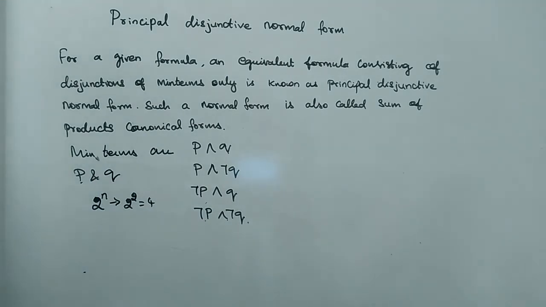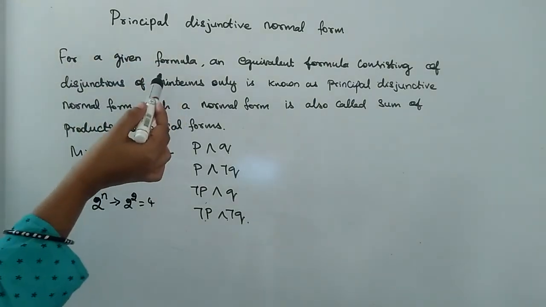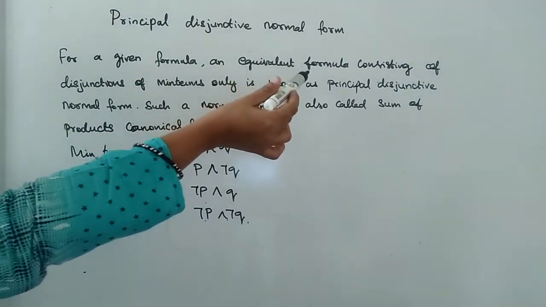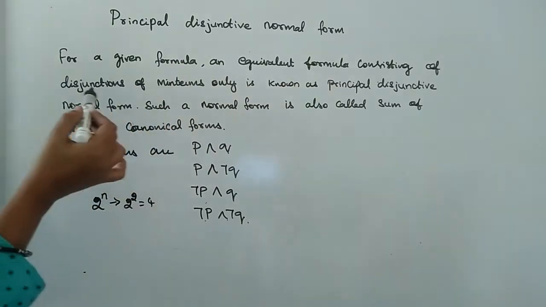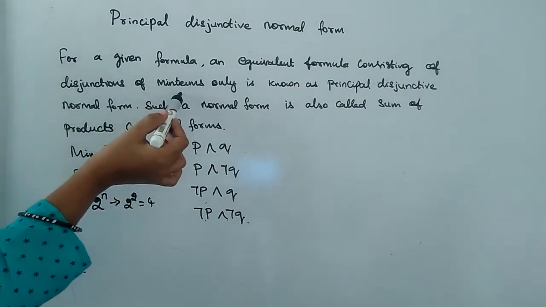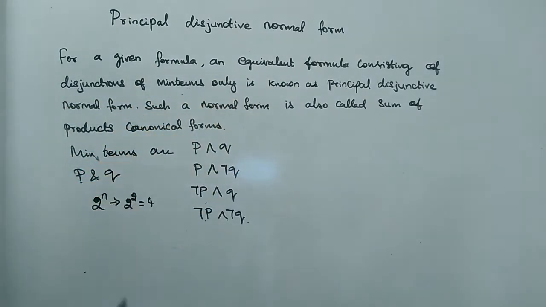So what we are going to do here is, for a given formula, we are going to trace the equivalent formula which consists of disjunctions of min terms. Then it is called principal disjunctive normal form. Such a normal form can otherwise be called a sum of products canonical form. So let's see an example for this one.